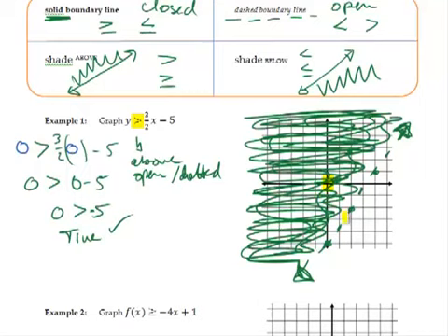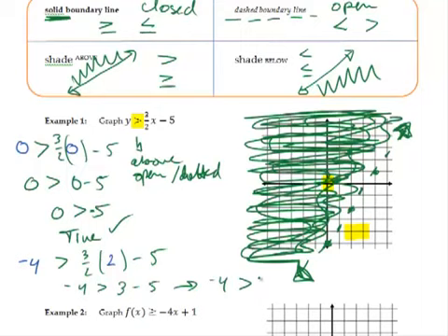Now, if you choose a point that's not in the shaded section, let's say you chose this point down here, the point 2, negative 4. If we tried that point, negative 4 for y, 2 for x, we would get negative 4 greater than 3/2 times 2 minus 5, which is negative 4 greater than negative 2. And we go, no, wait, that's false. Of course, negative 4 is not greater than negative 2. That's why that point is not shaded. If you choose a point that is directly on the line, like this point right here, it's a dotted line, that point will also be false for this inequality. It will not satisfy.